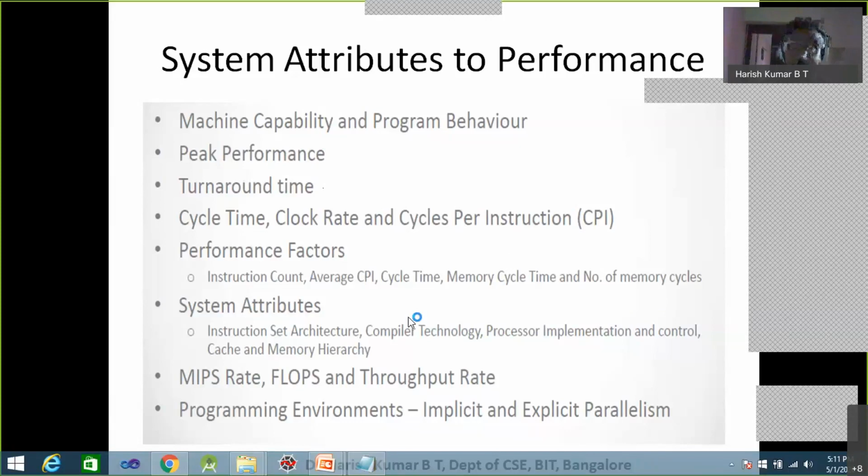Cycle time is the time taken for one oscillation, starting from here. That is what is called cycle time. So I say 16 megahertz.